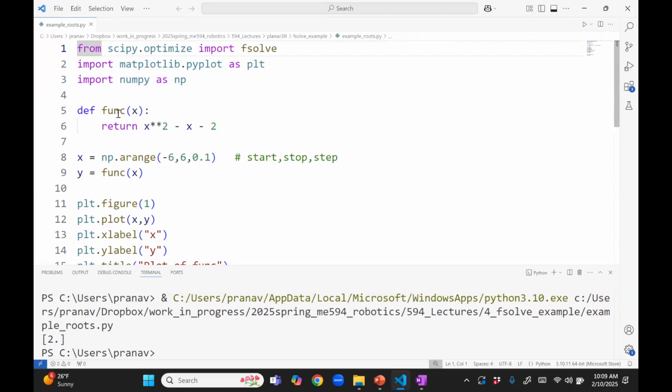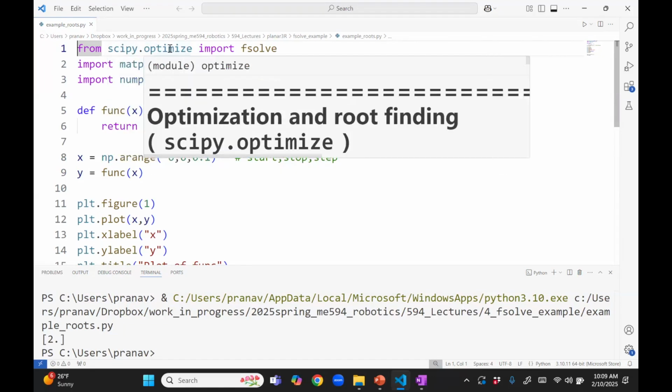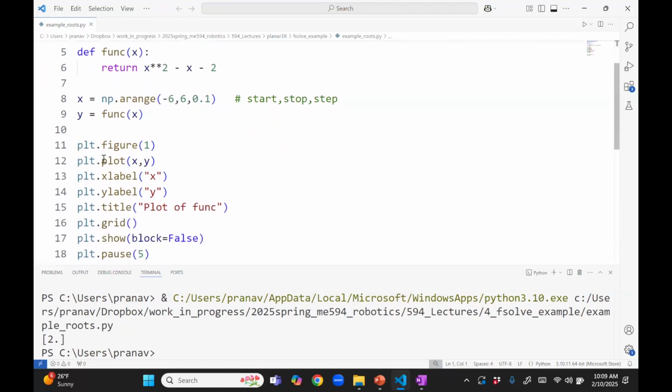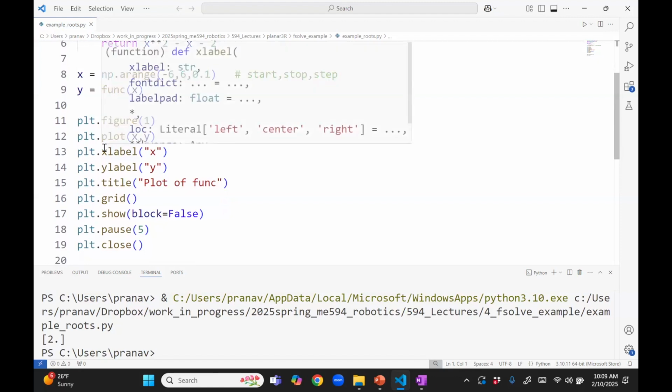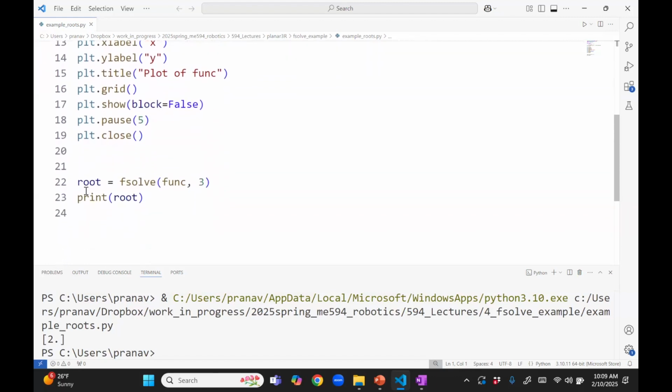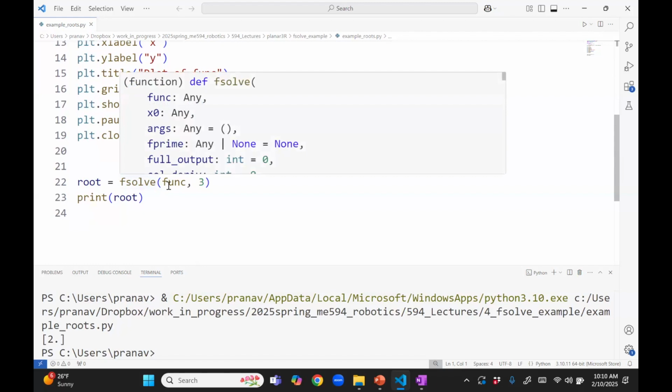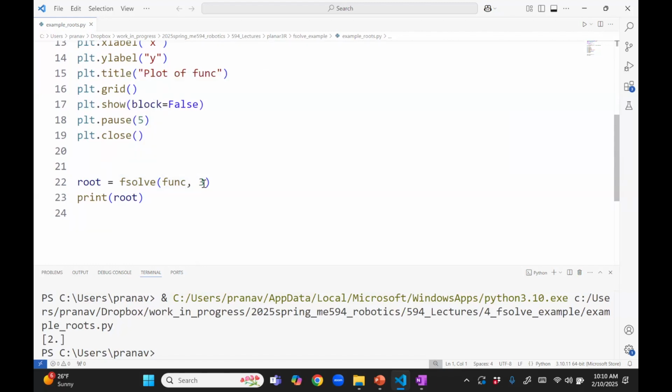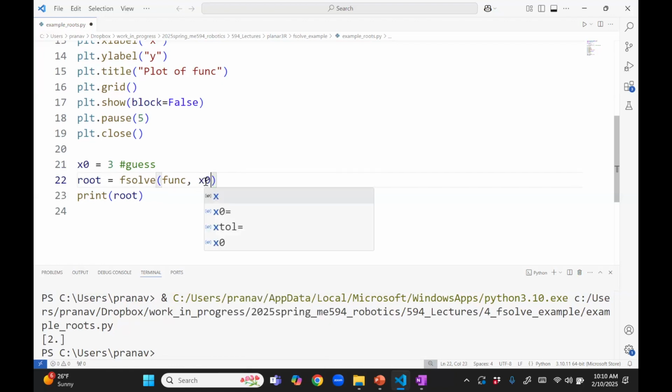I put x squared minus x minus 2 in a function. It turns out that fsolve is in a package called SciPy optimize, so I import fsolve, which is one of the functions inside SciPy optimize. First, I make a plot of the function, just like I drew it there. But then I also solve for the root by using fsolve, providing the function. And then I provide something else: this is actually an initial guess. I'll talk about that in just a bit.